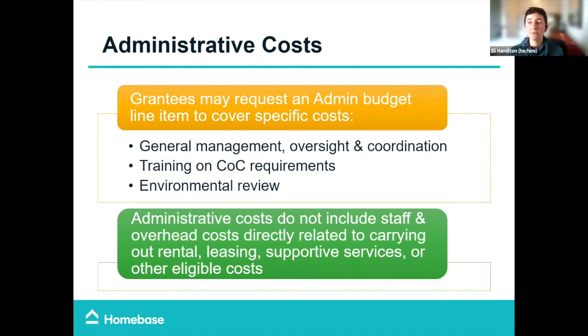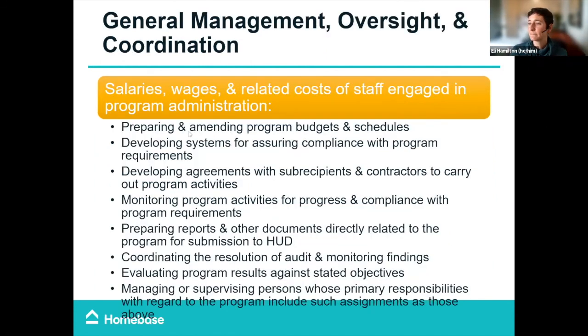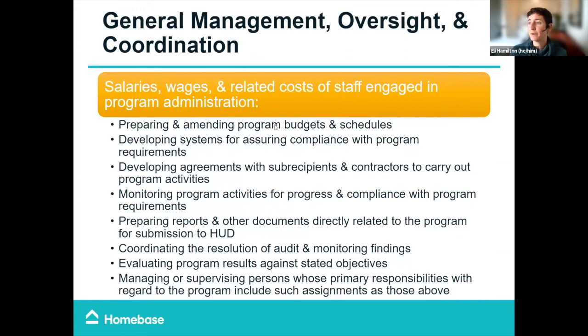like coordinating the grant, training on CoC requirements, staff costs for preparing program budgets and ensuring compliance with the grant, entering into agreements with contractors, very specifically tied to how do we use this grant? How do we make sure we're using it correctly? How do we pay for the structures that we need specifically to run this grant? It's not general agency admin.